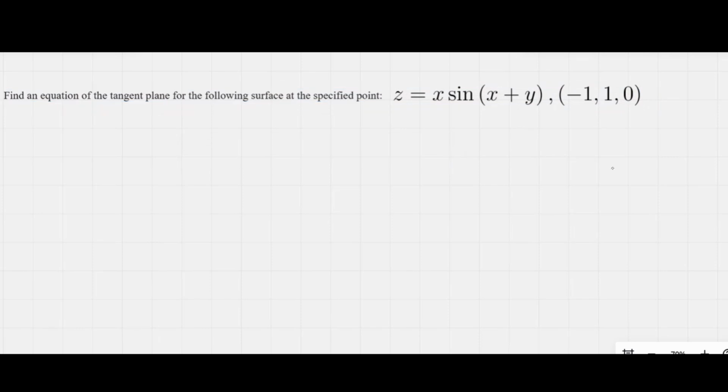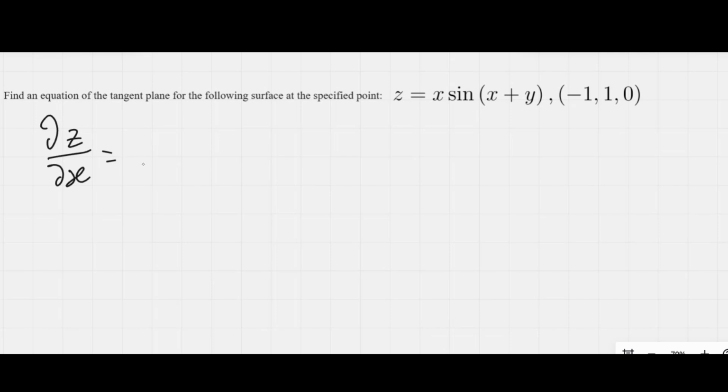All right, similar to the previous problem, this problem is asking us to find an equation of the tangent plane for the following surface at the specified point, the surface being z equals x sine(x plus y) at the point (negative 1, 1, 0). All right, so we first calculate the partial derivative of z with respect to x.